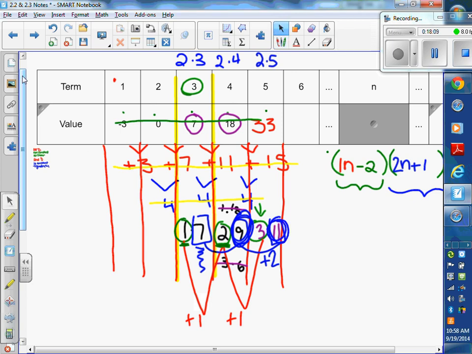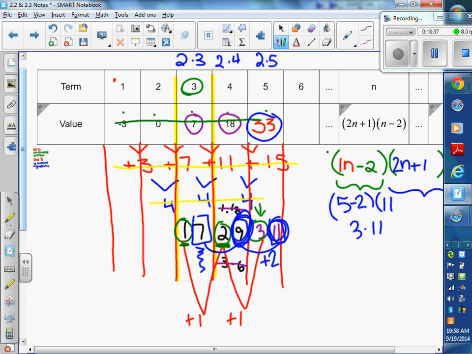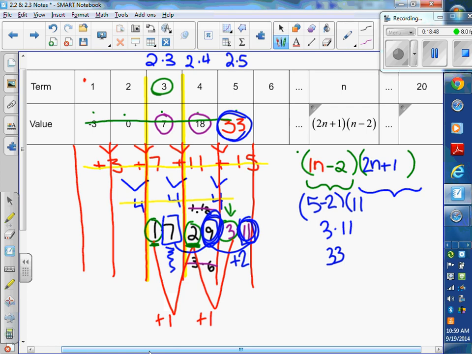11, right? So, oh, what did I do? 2n plus 1, n minus 2, I wrote the order differently, right? It's the same, though. So check the final answer, right? If I put 5 in here, I'd have 5 minus 2 times 11, right? So 3 times 11. Back at the very original chart, 33. And so then, if I want to put 20 in, I have to do 18 times 41. And whatever that turns out to be.